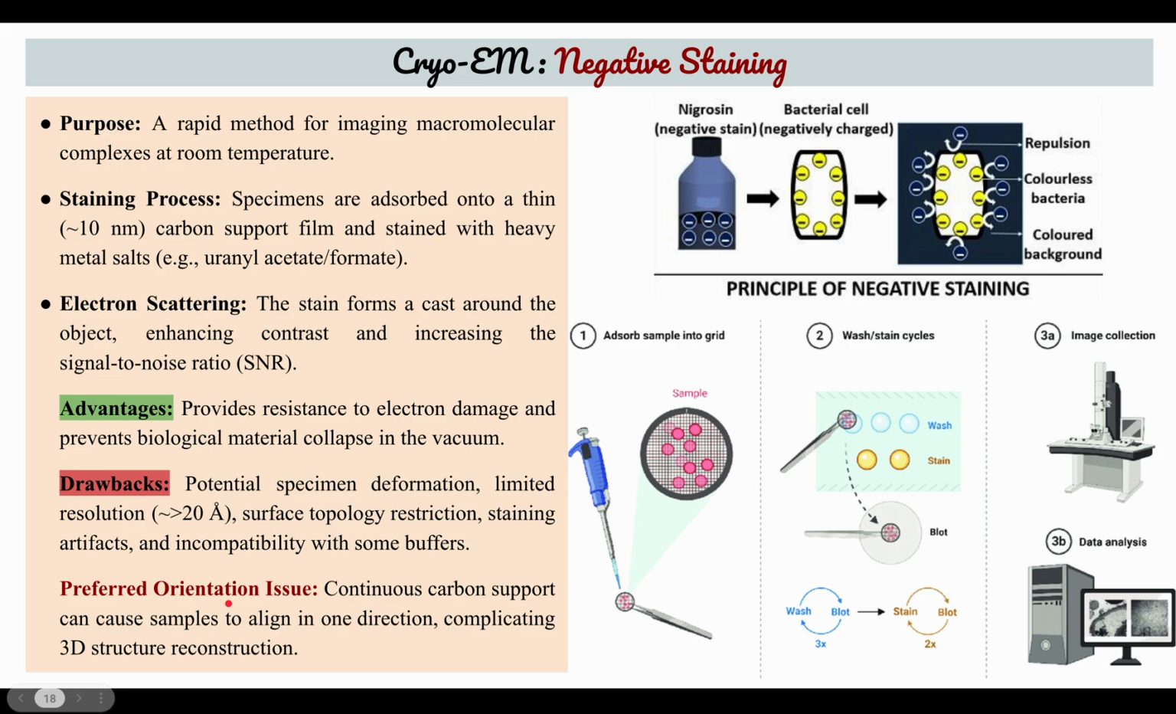And then there are some preferred orientation issues, because continuous carbon support can cause the samples to align in one direction, which can also complicate 3D structure reconstruction. So these are some of the limitations of negative staining.